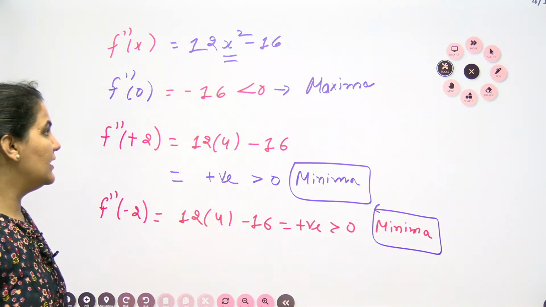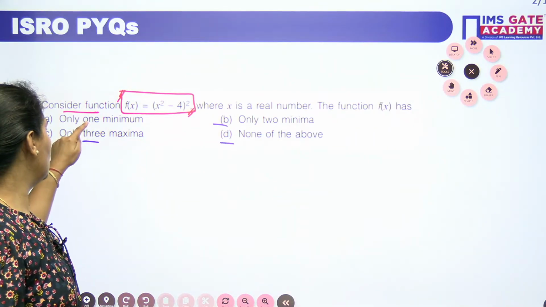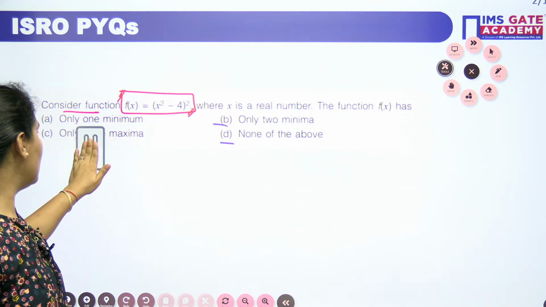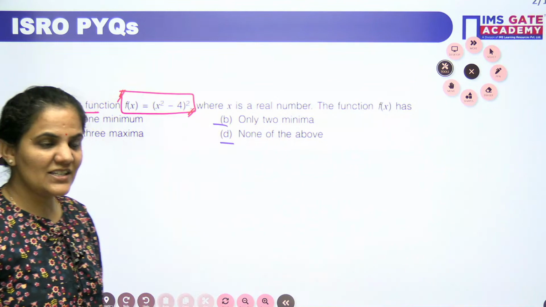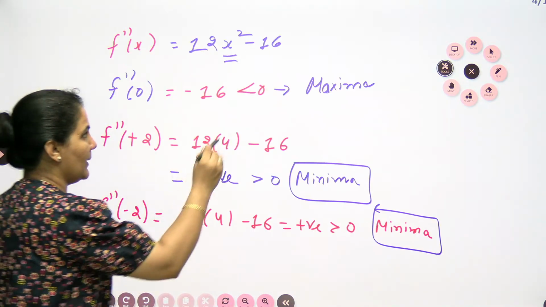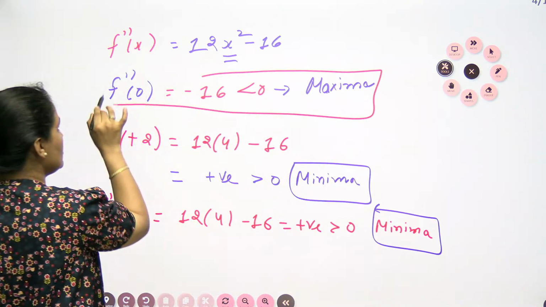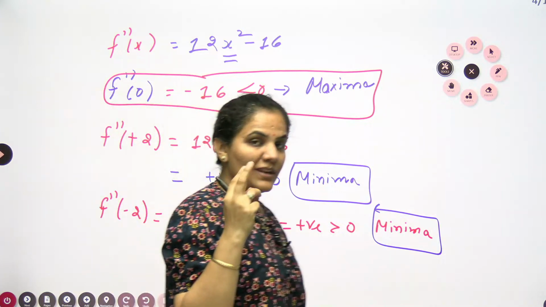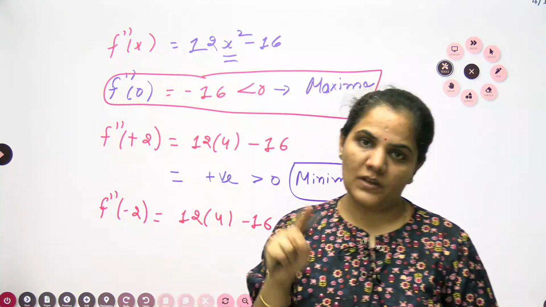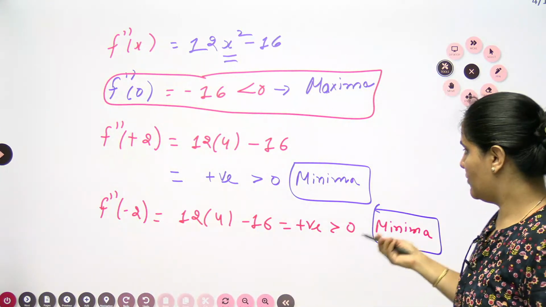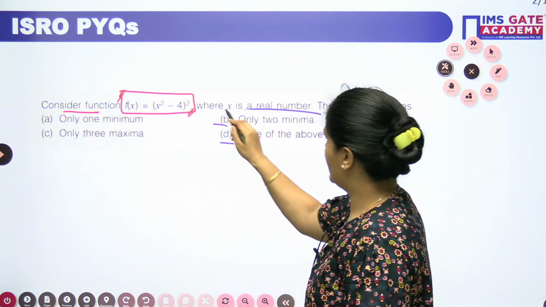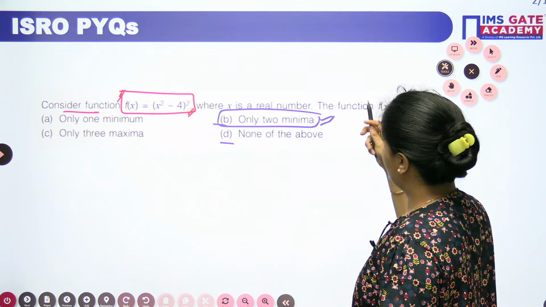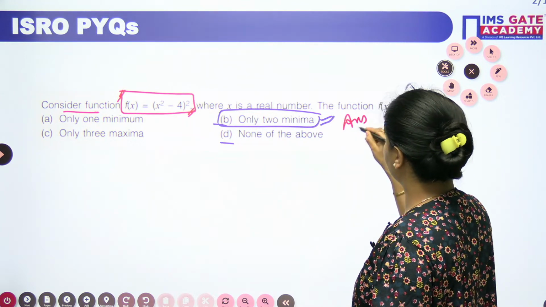So what is my result? Look at the options. As mentioned: only one minima, only 3 maxima, only 2 minima, or none of the above. I can see clearly here I am having one maxima at x equals 0 and 2 minimas at x equals plus 2 and minus 2. So my answer will be, I am having 2 minima. So I will go with option B, for Bombay, which denotes only 2 minima.